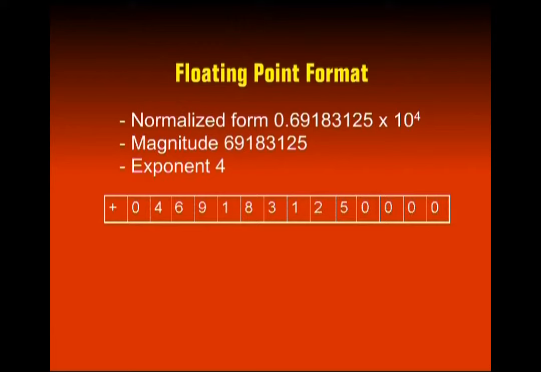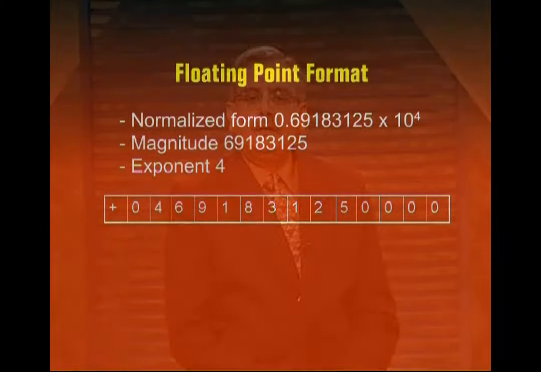Now, how do we represent this number using the 15-digit floating point decimal representation? Well, the most significant digit has the positive sign, indicating that this number is positive. The next 2 digits have the value 4, which represent the exponent. The last 12 digits have the number 6918.3125. Remaining digits are set to 0. Now, what is the largest number which you can represent using this 15-digit floating point representation? Well, if you consider the exponent part, the exponent is 99.